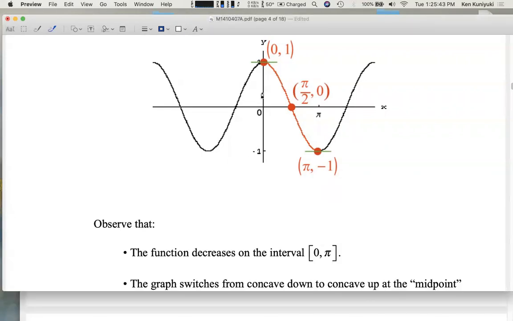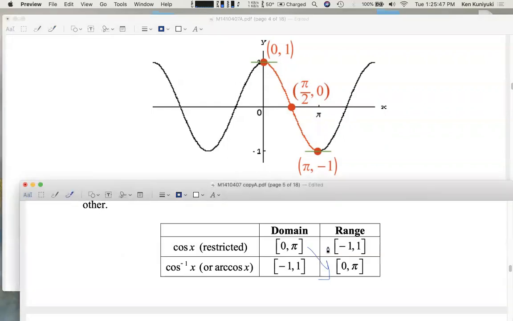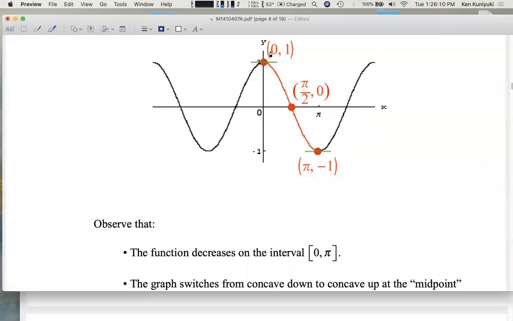The old range, the y-coordinates from -1 to 1, that becomes the new domain, the closed interval from -1 to 1. These are all closed intervals here. Again, for a one-to-one function, like this restricted cosine function, and its inverse function over here, the domain of one becomes the range of the other, and vice versa. Also, the point AB becomes the point BA.